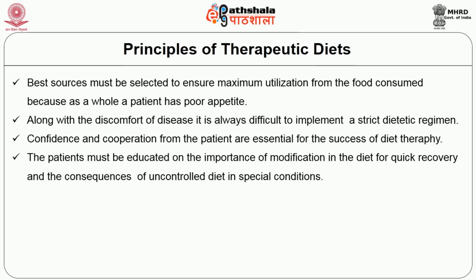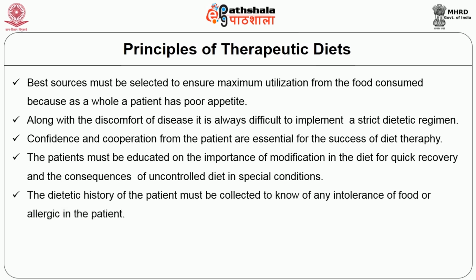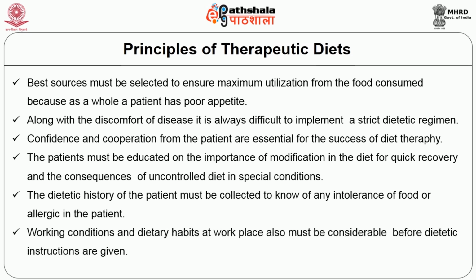The patient must be well educated on the importance of modifications in the diet for quick recovery and the consequences of an uncontrolled diet in special conditions. The dietetic history of the patient must be studied thoroughly and collected to know of any food intolerances or allergies, and the patient's working conditions and dietary habits at the workplace must also be considered before planning the dietary instructions to the patients. As a conclusion to this module, we have just seen an overall view of the different types of diets followed in hospitals as basic and therapeutic diets.